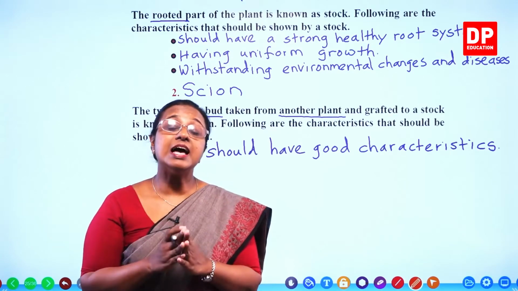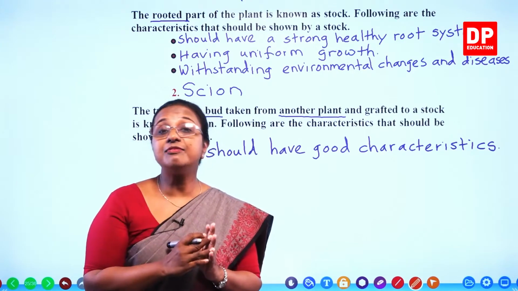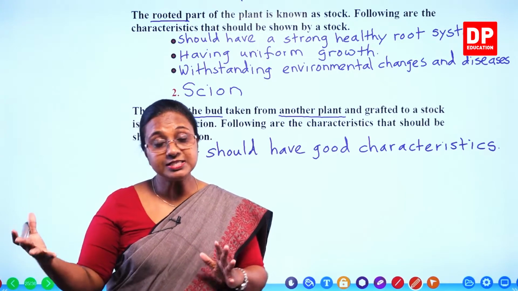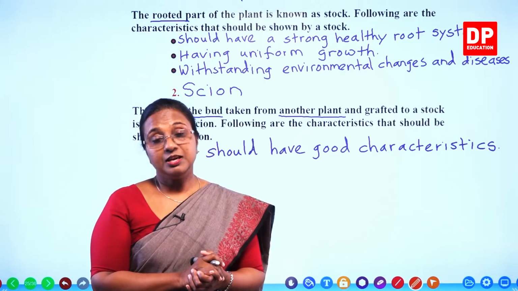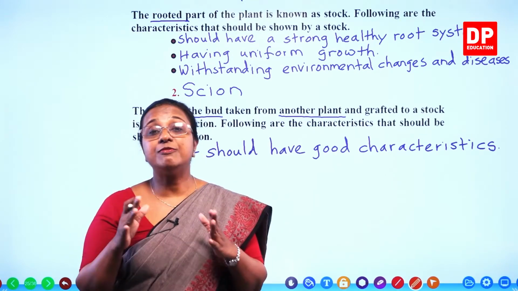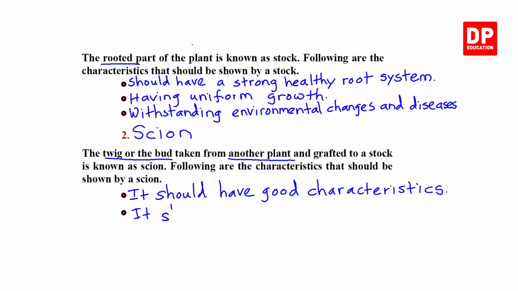Then of course, the scion has to be free from pests and diseases, because you are going to graft that plant to the stalk plant. So if this is already affected by a pest or a disease, obviously that will be given to the stalk as well, then the stalk also will be affected. So it has to be free from pests and diseases.